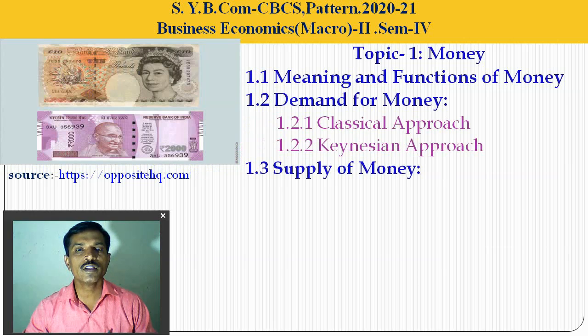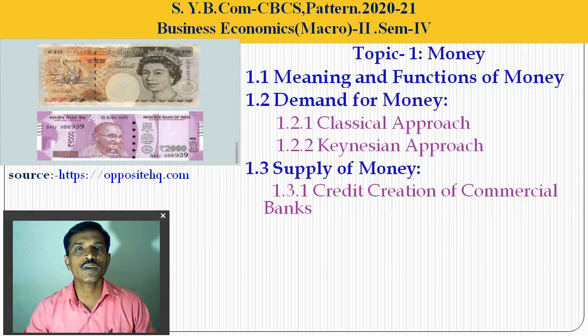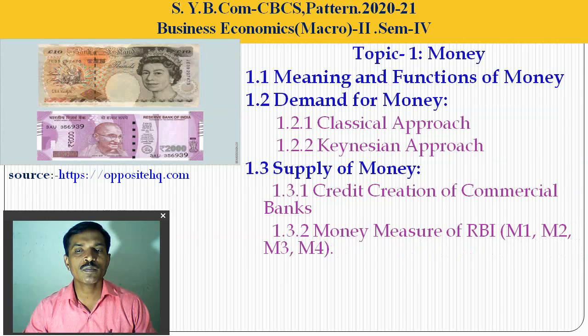The next point is about the supply of money. There are some points like the credit creation of commercial banks through primary and secondary deposits. The commercial banks create multiple ways of money and they play an important role in the money supply. Also we looked into some money measures of the RBI like M1, M2, M3 and M4, narrow money and broad money concepts like M1 and M3.